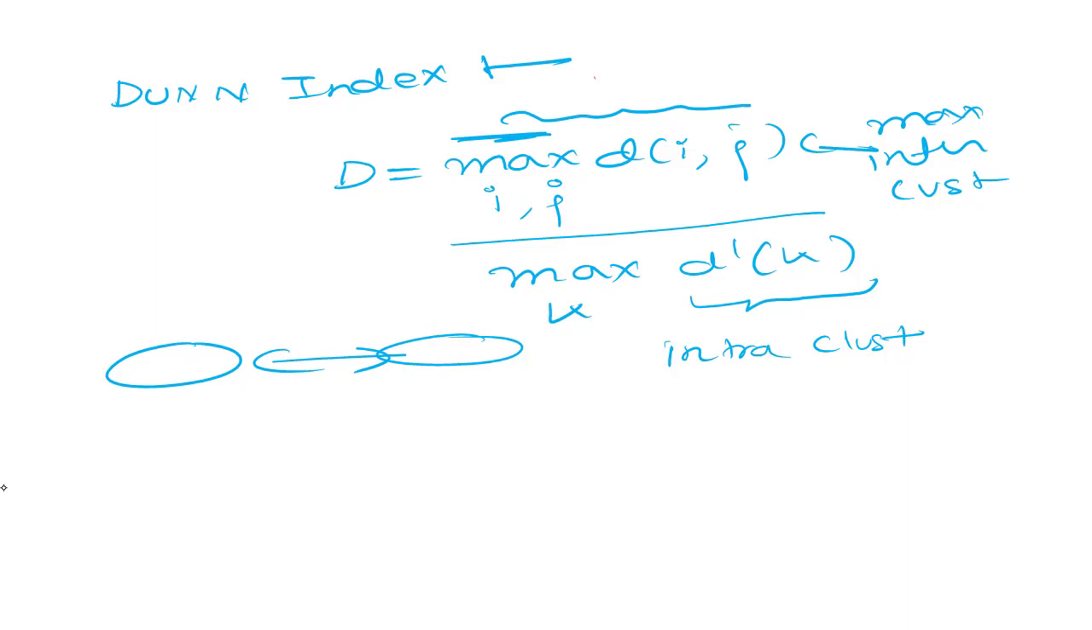Okay, so mathematically, you can see that D should be high to be a good cluster. D should be high. This is the evaluation technique for clustering your model, and I think you understood the Dunn index. So let's recapitulate what we have seen so far.